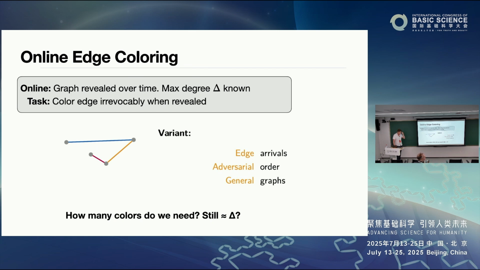The degree is given. Yes. So this turns out to be a very interesting problem. How many colors do we need? Is it still delta, or does the fact that we don't know the whole graph have an impact on that? Is the question clear?